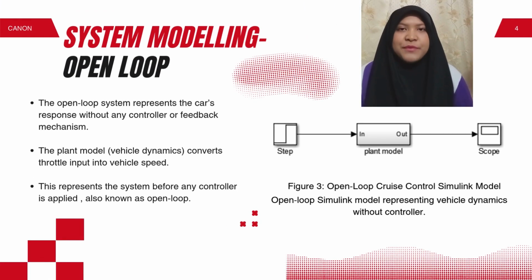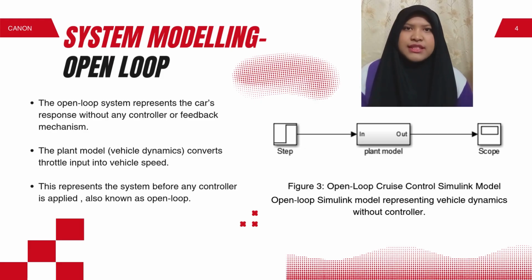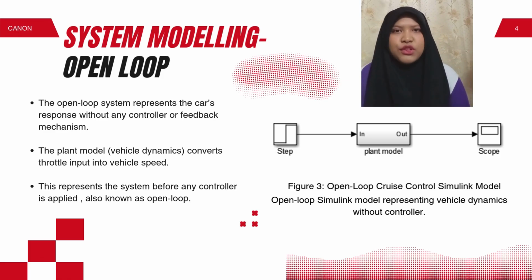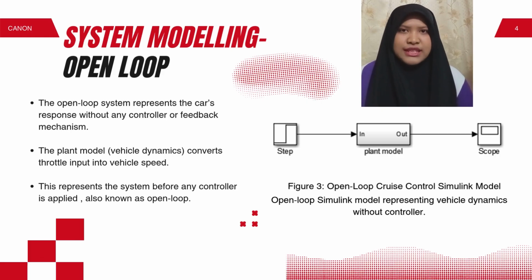The open loop system represents how the car behaves without any controller. It only shows how the throttle input converts to speed. In this model, there is no feedback to correct errors. So, the system cannot automatically maintain or adjust speed. This open loop model acts as the foundation before we add the controllers later. The Simulink model in figure 3 shows this open loop setup clearly. We just add a step at the input of the plant and we put a probe at the output of the plant.